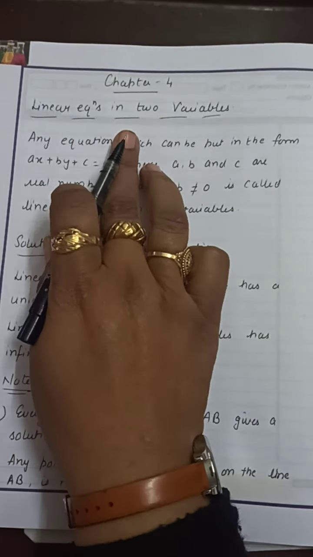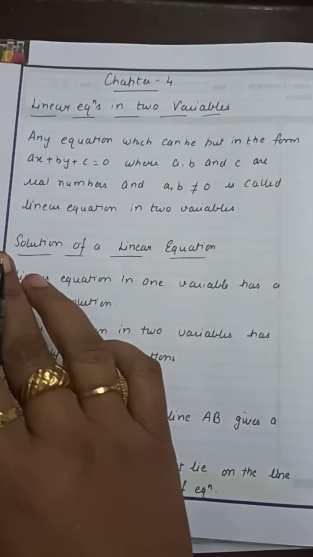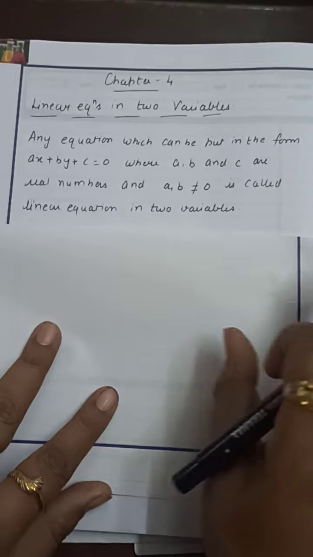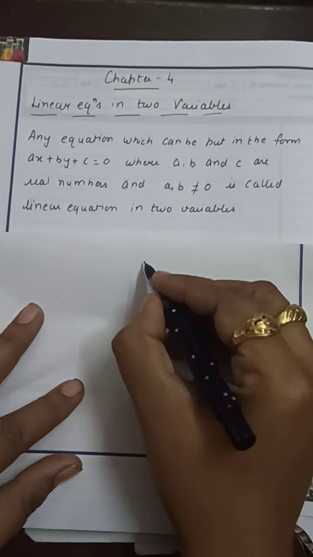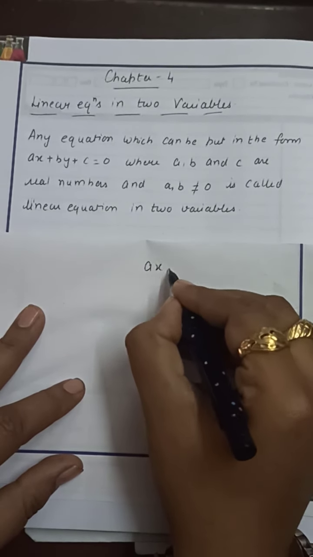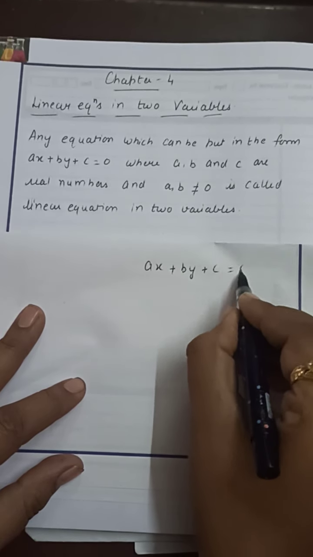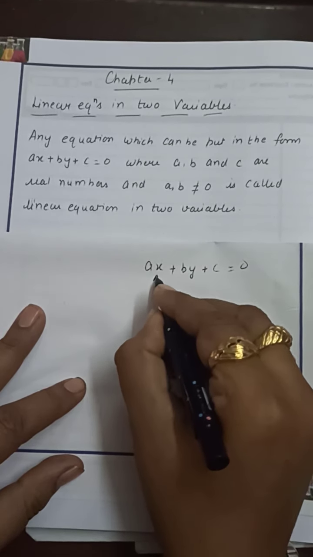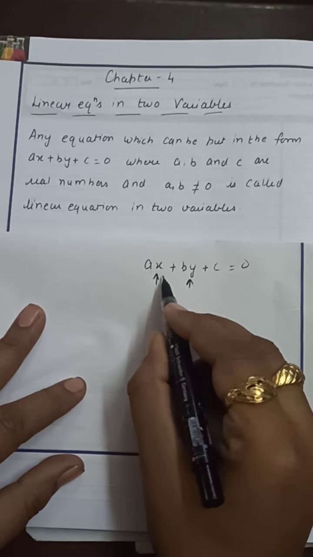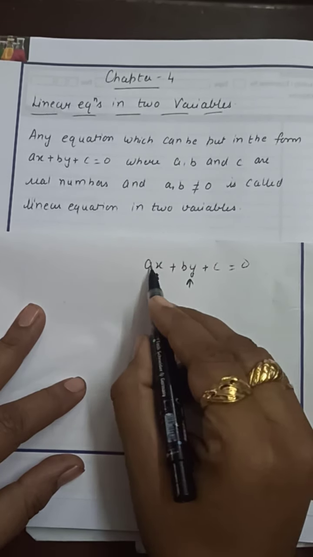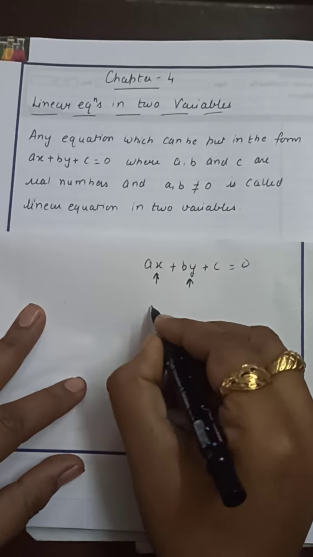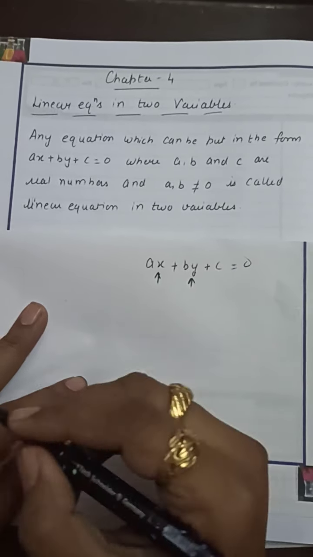So in this class I am going to introduce linear equations in two variables. Two variables means equations which have two variables. For example, ax plus by plus c. Now you can see there are so many alphabets, but here I am using only two variables, x and y. a, b and c are constants. So x and y are the variables.